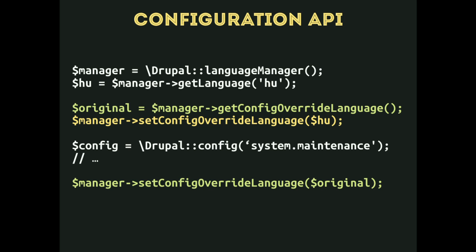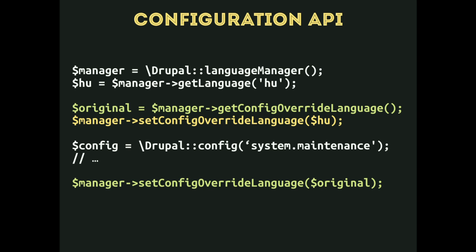The reason it's not nice is because the config system needs to be agnostic of overrides because it may have any kinds of overrides, all kinds of things. So you cannot really go into the config system and say, I want to have this language override. It's not even aware that there may be language overrides, the generic system. However, the language manager is aware that there are language overrides and it maintains this for you. So that's what you can do.